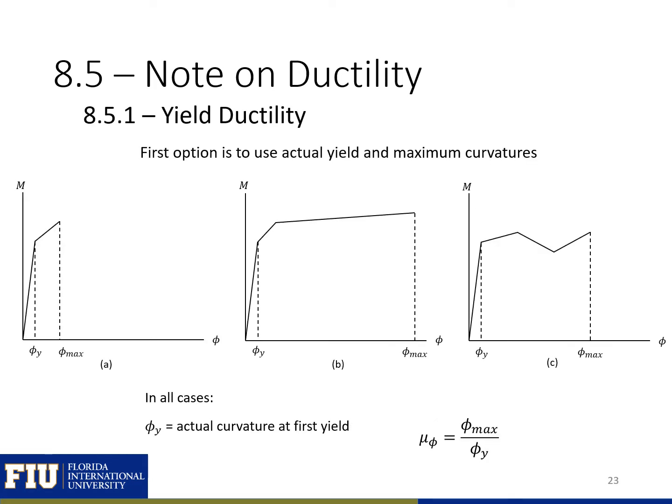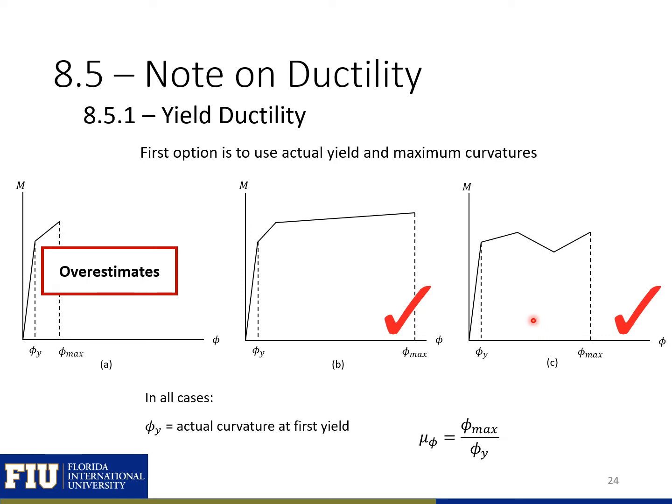So the first option for finding our ductility is just by using the actual yield and actual maximum curvatures from our moment curvature plot. So here we have some moment curvature plots for 3 different columns. And to find our curvature ductility using the yield ductility method, we would just take our maximum curvature from each of these and divide it by our yield curvature. We can see that using this option, we would overestimate the curvature ductility in the first case here, and we would more accurately estimate the curvature ductility in these last 2 cases.